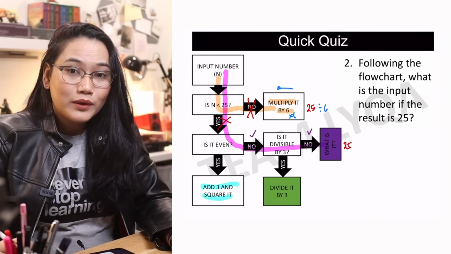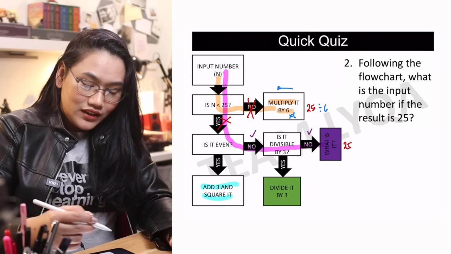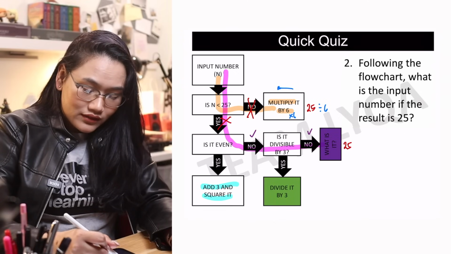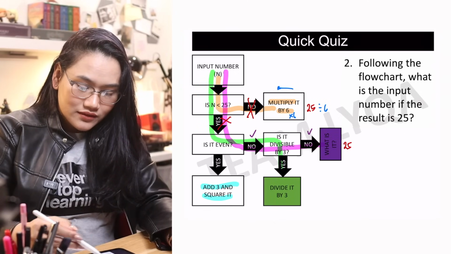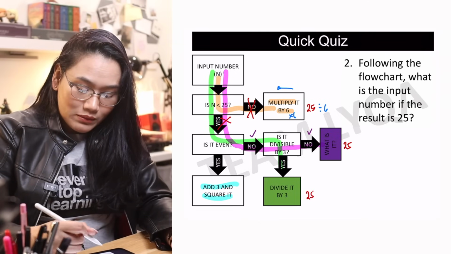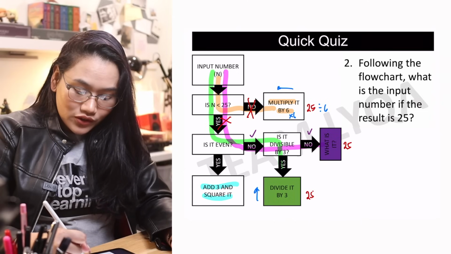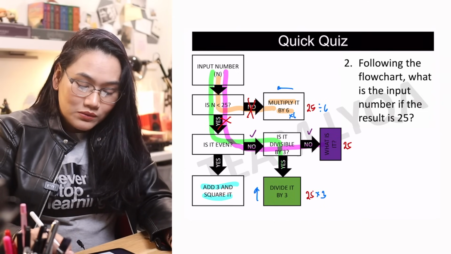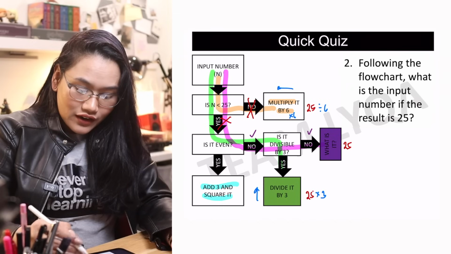Hindi siya sa gate na purple dumaan. Tingnan natin dito sa green gate. Kung sa green gate siya napunta, ang flow niya is like this. Kung 25 ito at nag-divide ka by 3, we're going to do yung kabaliktaran niya. So we're going to multiply it by 3. The answer would be 75.